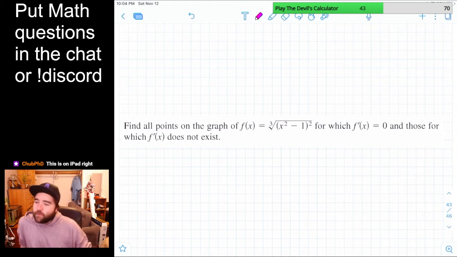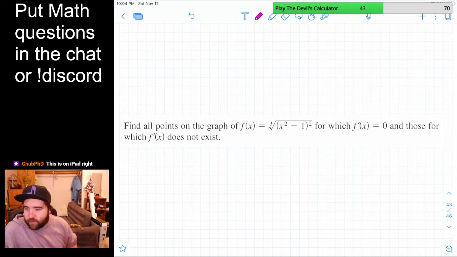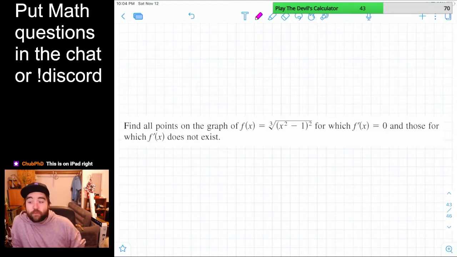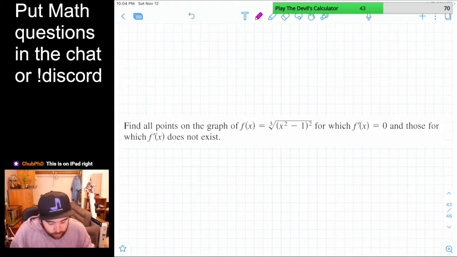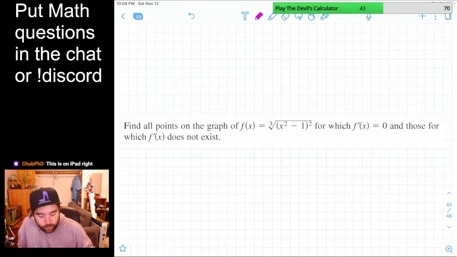All right, so now we're finding all the points on the graph of f of x equals the cube root of x squared minus 1, squared, for which f prime of x equals 0, and for those in which f prime of x does not exist. So here's what we got then.